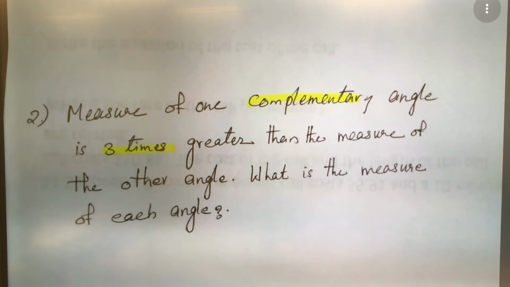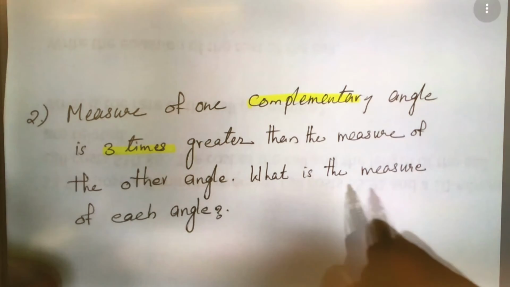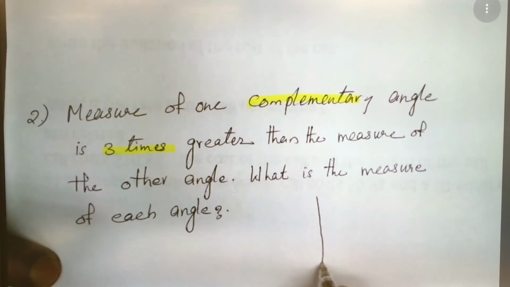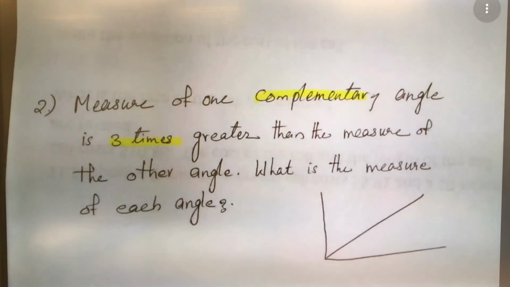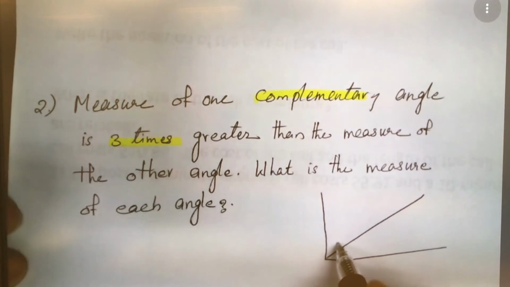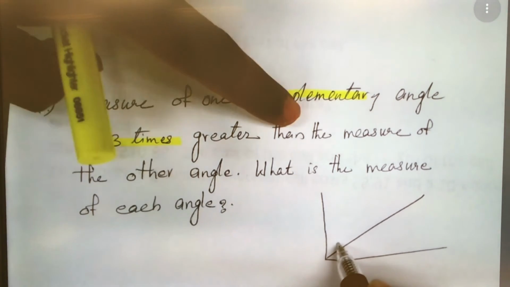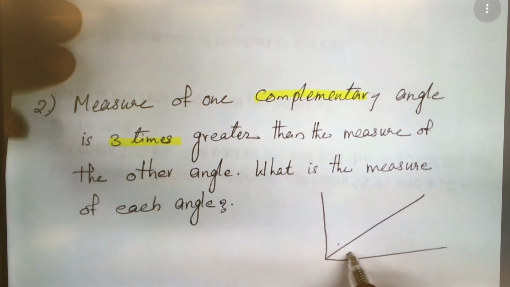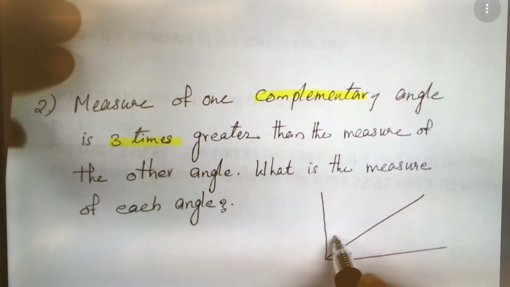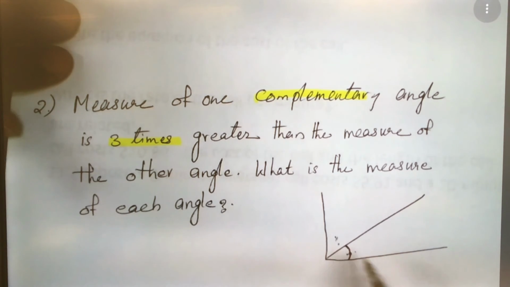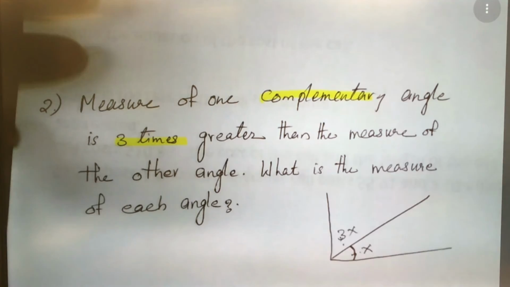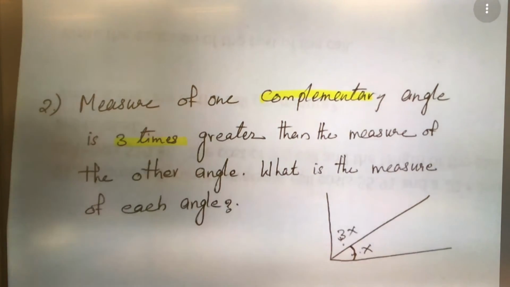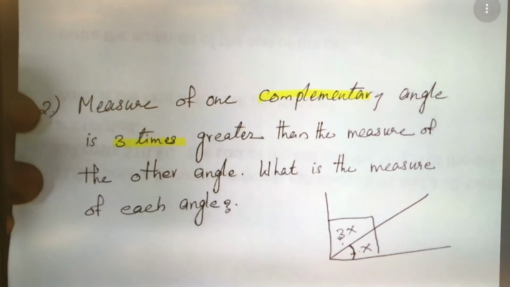Welcome back. I hope you have done that question. Let us do that together. We have a complementary angle. That means two angles add up to 90. One of these angles is 3 times greater than the other one. I don't know how much this one is, so I put a variable x. And this angle is 3 times bigger than that. Now I know that these two angles add up to 90.